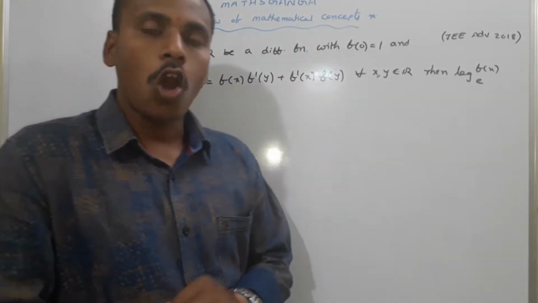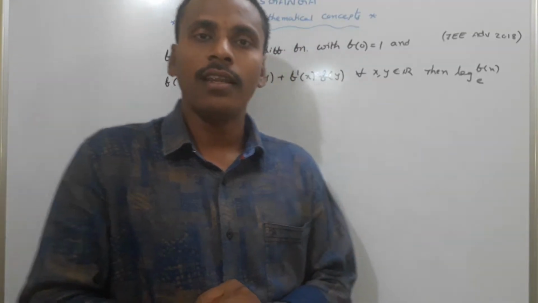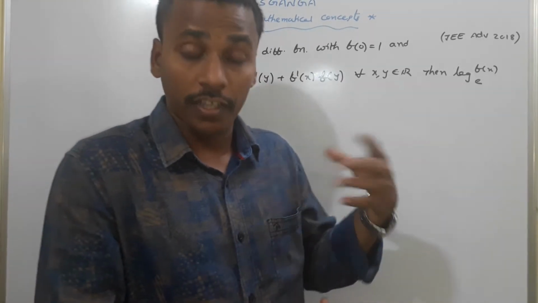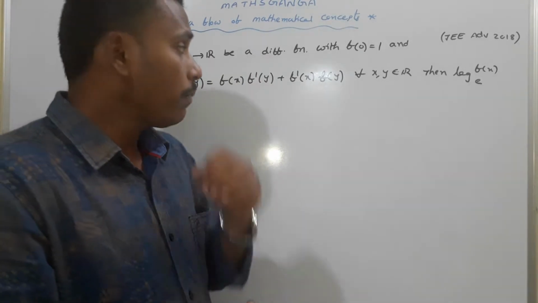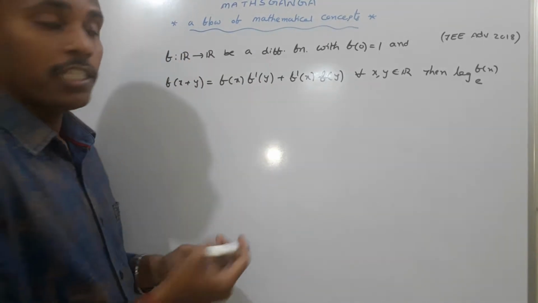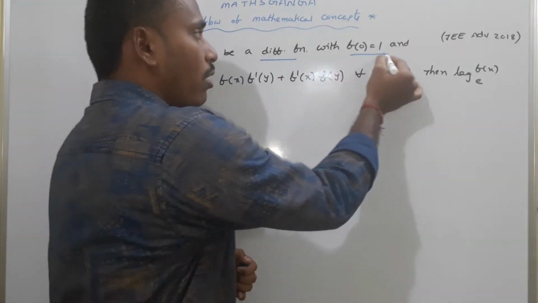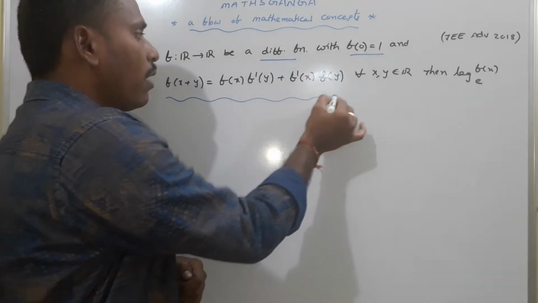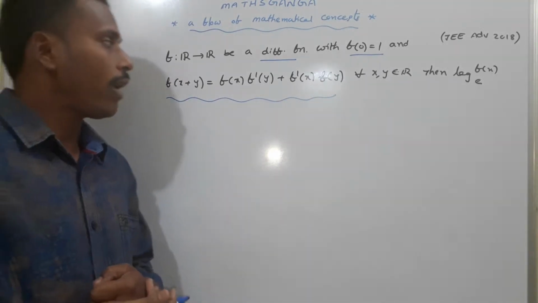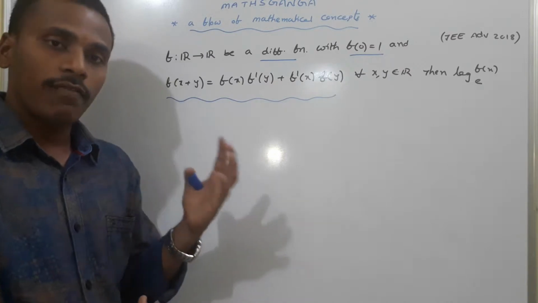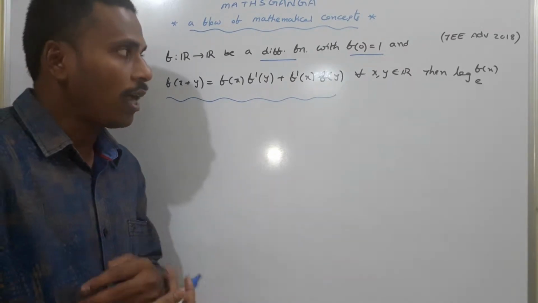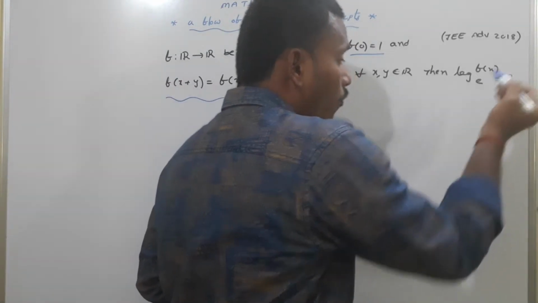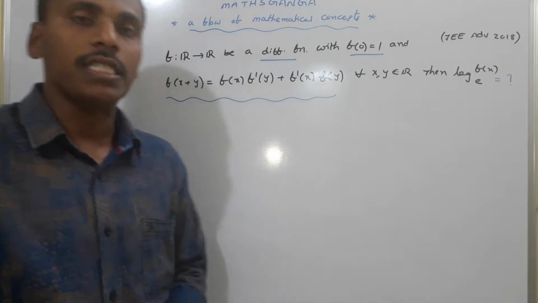This is a problem asked in JEE Advanced 2018 from the concept of functional equations involving the differentiation of that functional equation. See, f is given as a differentiable function with a constraint f of 0 is equal to 1. And also they have a functional relation f of x plus y is equal to f of x into f dash of y plus f dash of x into f of y for all real values of x, y. Then we need to find the value of log f of x to the base e.